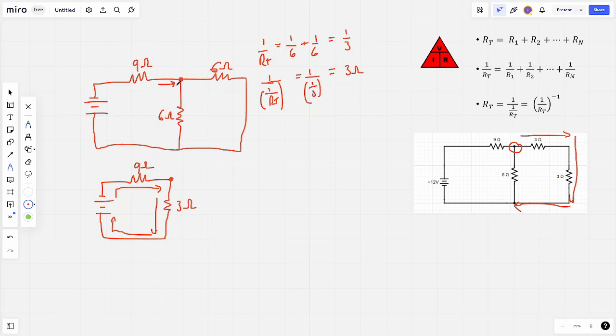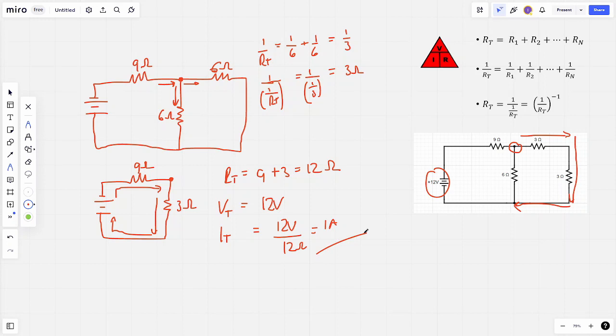Remember, in the earlier diagram, at this point the current just splits, so the 6 ohms is in parallel with the 6 ohms. So in the simplified diagram, RT will just be 9 plus 3, which is equal to 12 ohms. We've also got our total voltage as 12 volts from the diagram here. Therefore, we can say that the total current in the circuit, IT, is 12 volts divided by 12 ohms, which is equal to 1 amp.